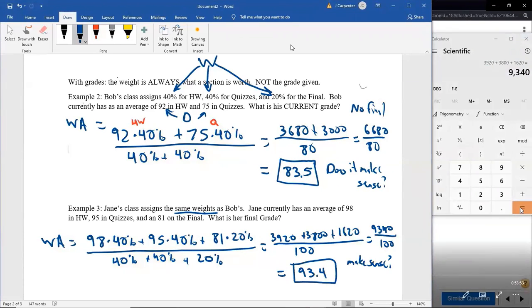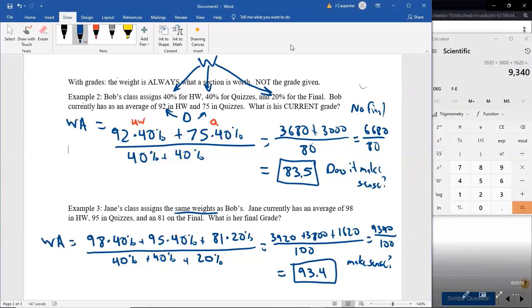Every problem you do in this course, you need to train yourself. Ask yourself, does it make sense? Every single problem. So our grades are, in terms of categories, 98, 95, and 81. So clearly we can't get an average that's lower than an 81. Clearly we can't get a final average that's higher than a 98. It should be somewhere in between them. And 93.4 is definitely in between those. That's about the most sense you can make for something with more than two categories.